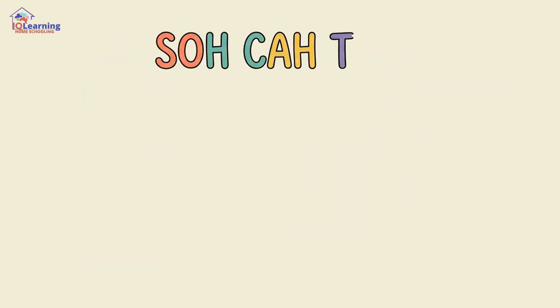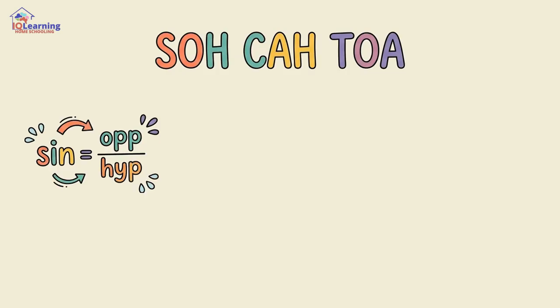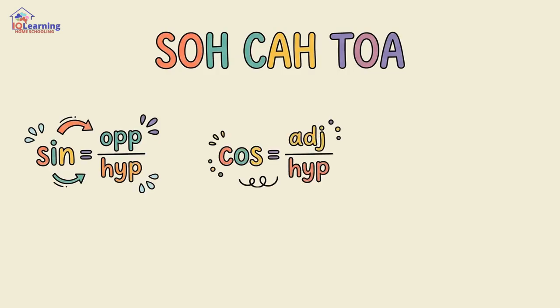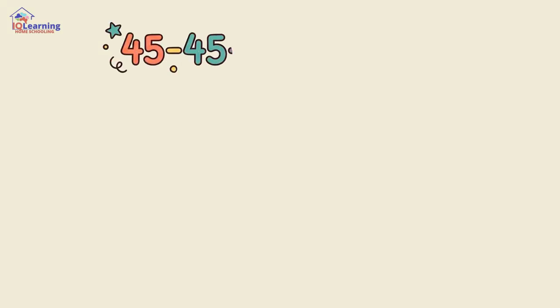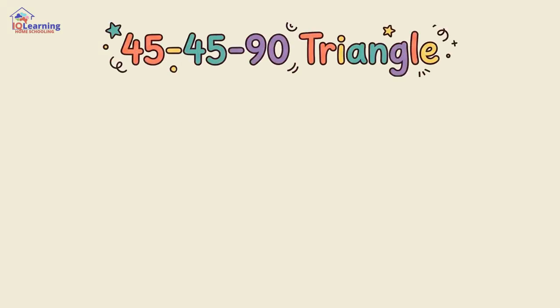First, quick review. SOH CAH TOA. Sine equals opposite over hypotenuse. Cosine equals adjacent over hypotenuse. Tangent equals opposite over adjacent. Exact trig values come from special right triangles where the side lengths are known exactly. Start with the easiest special triangle, the 45-45-90 triangle.